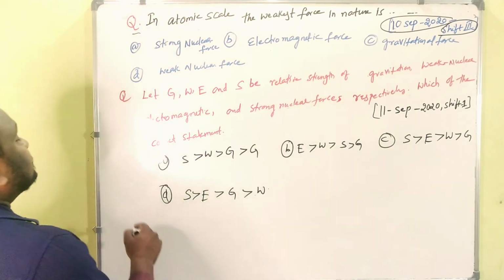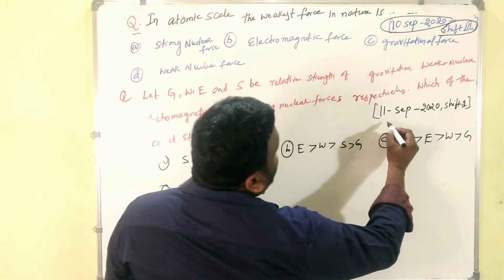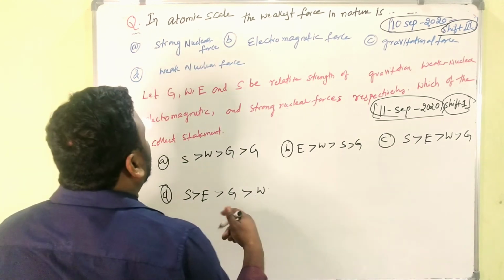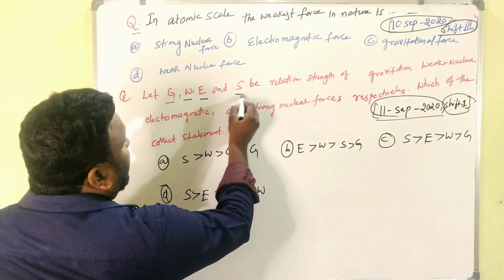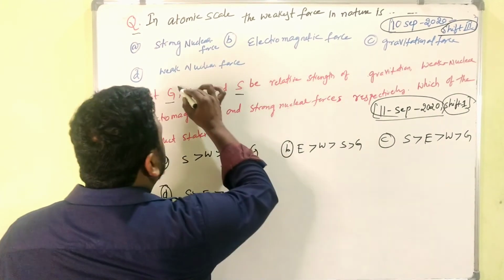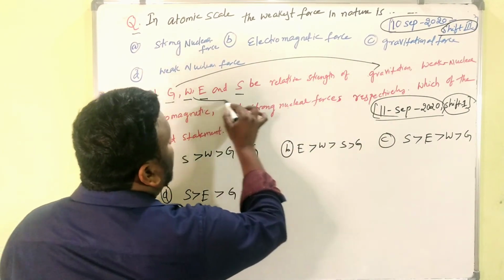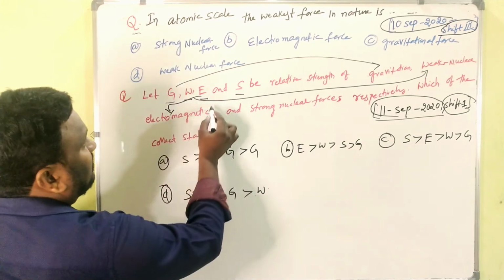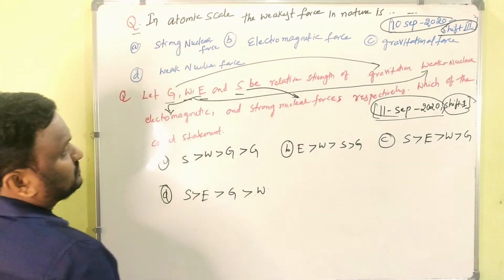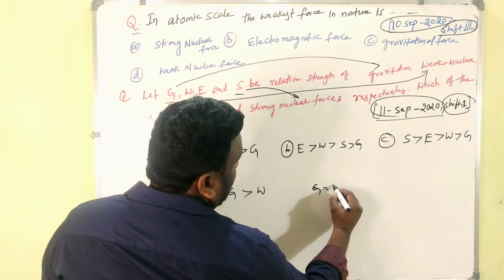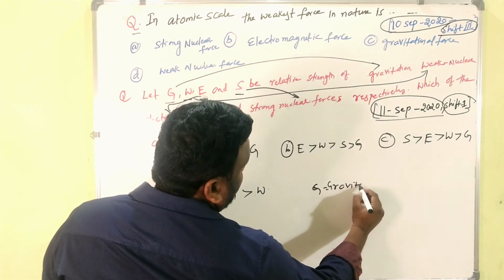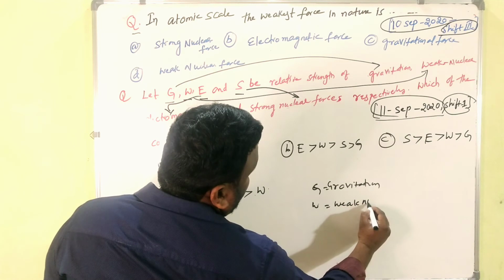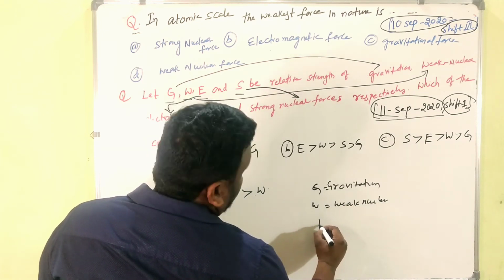The same question was given in the 11th September 2020 paper, shift 1, in a different manner. Let G, W, E and S be the strengths of the forces. G is gravitation, W is the weak nuclear force, E is the electromagnetic force and S is the strong nuclear force. Here what is G? Gravitational force. And what is W? Weak nuclear force. And what is E?